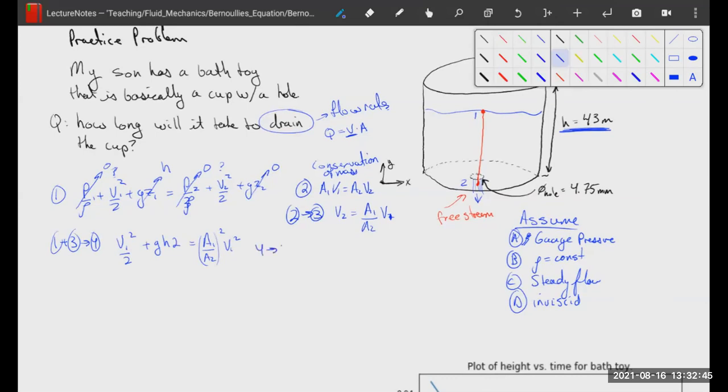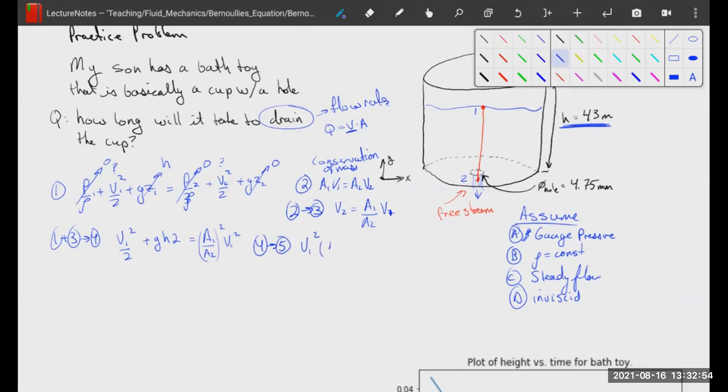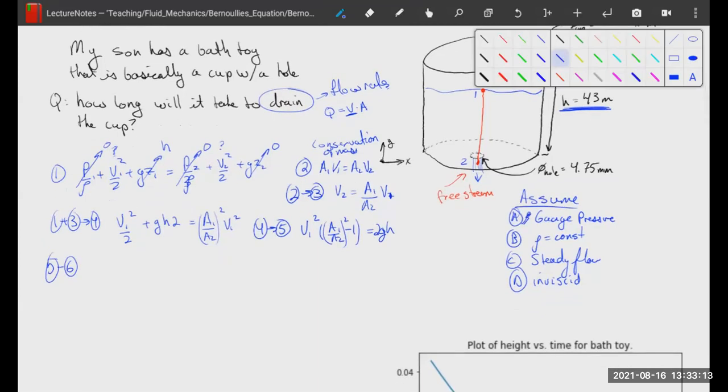So 4 to 5 is V1 squared times, we're going to bring all the V1s together, (A1 over A2 squared minus 1), and that's going to be equal to 2gh. And then 5 to 6 is going to result in, we're just going to divide and take the square root. We get V1 is equal to 2gh divided by (A1 over A2 squared minus 1), all that square rooted.